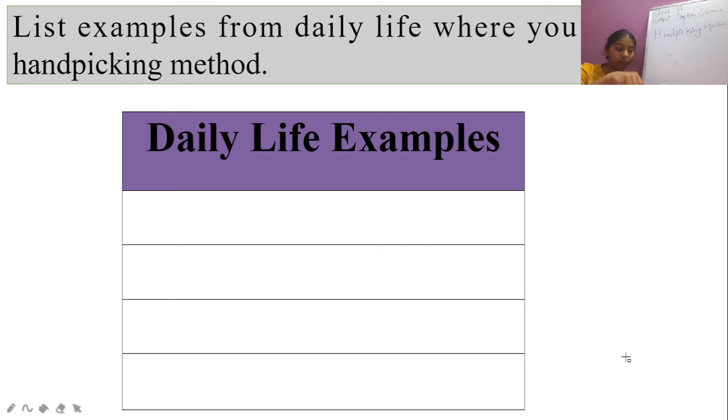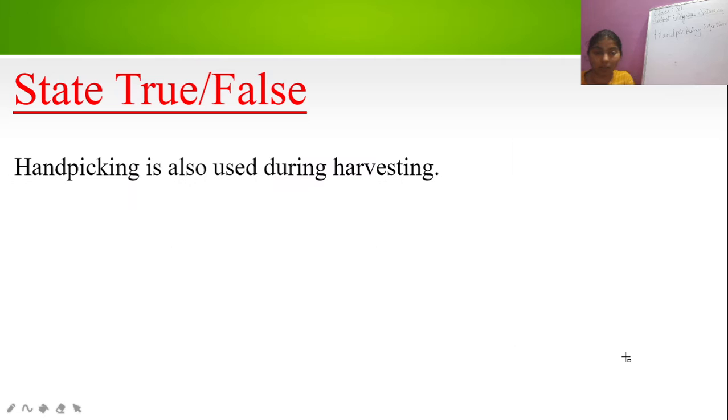So students, this is a true or false question. You have to read the statement and then give me the answer. Okay, so hand picking is also used during harvesting. Is this statement correct or not? What do you understand by this? Give me the answer and write your answer in the comment box. From there I am able to find out whether the answer you have given me is correct or false. Okay. So hand picking is also used during harvesting.